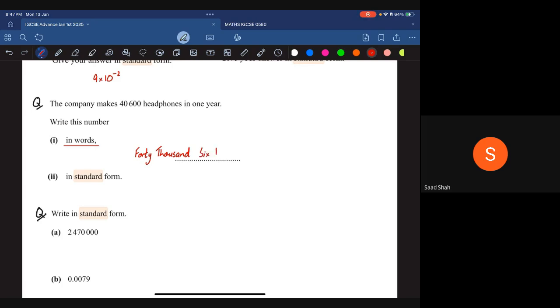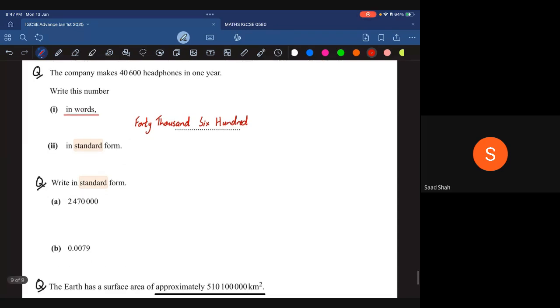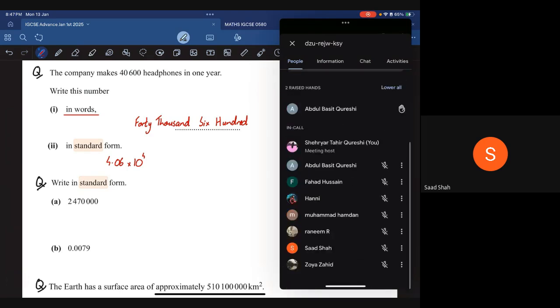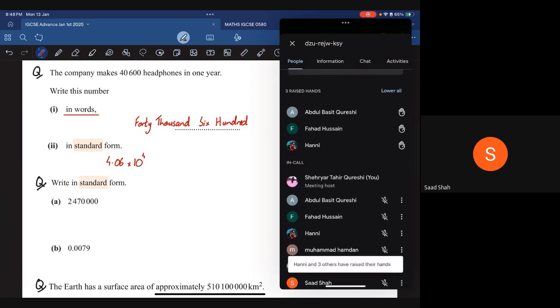Yes, Saad, that is how we did it. Well, this is the first time I'm not actually sure about this because this question caught me off guard. I was not expecting it. Oh no. Write this in standard form. Yes, Saad. 4.06 multiplied by 10 to the power 4. Who agrees with Saad? Is there anyone who's getting a different answer from Saad? No. All right, perfect.